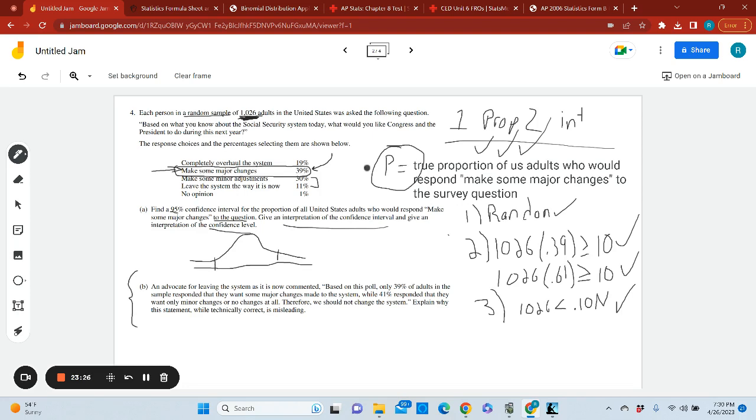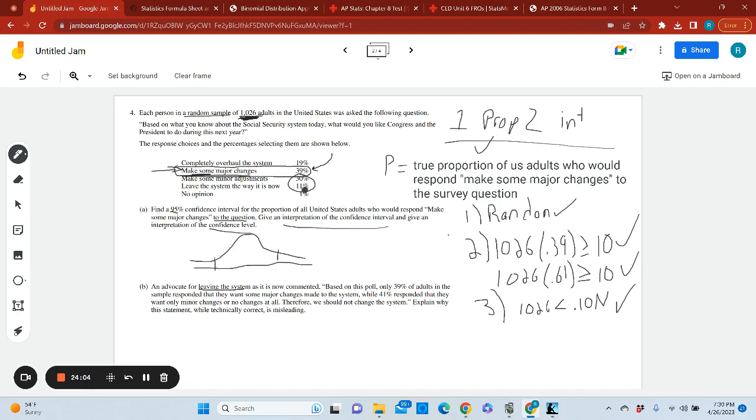Well, it's misleading because you leave out this 19% of people who want to completely overhaul the system, right? So this part doesn't really have anything to do with confidence intervals, but this person is saying this is a person who doesn't really want to change the system, right? What did they say? An advocate for leaving the system alone. He says, all right, well, the people who want minor adjustments plus the people who want to leave the system alone completely adds up to 41%. That's greater than the percentage of people who want to make major changes.